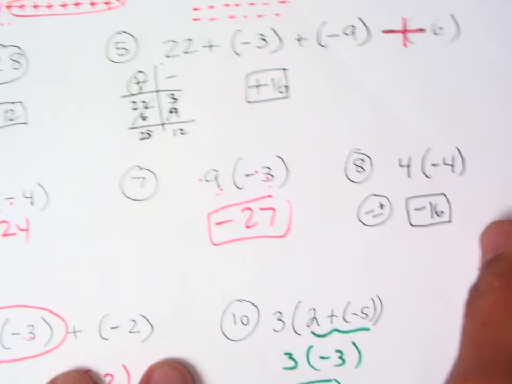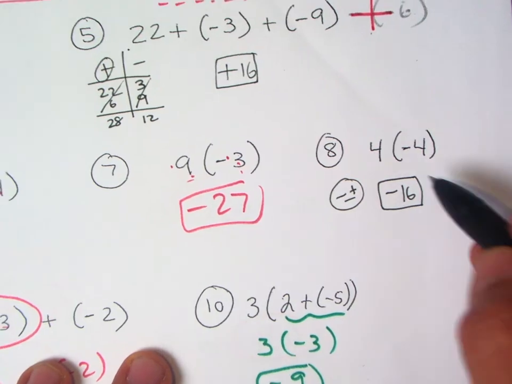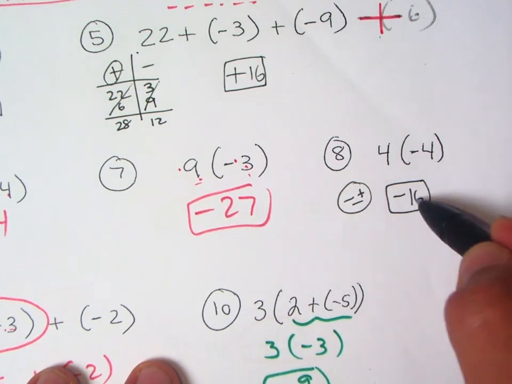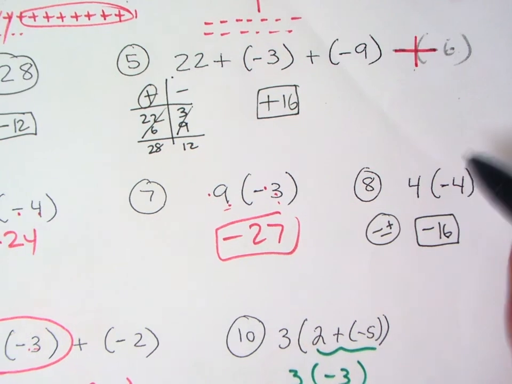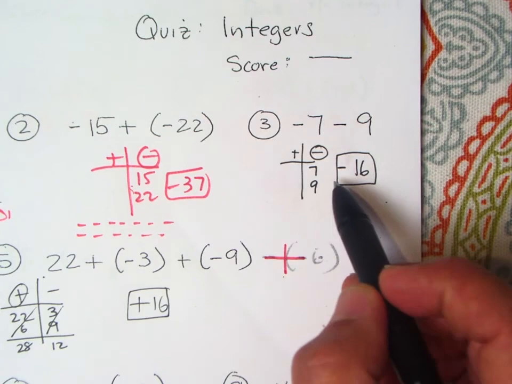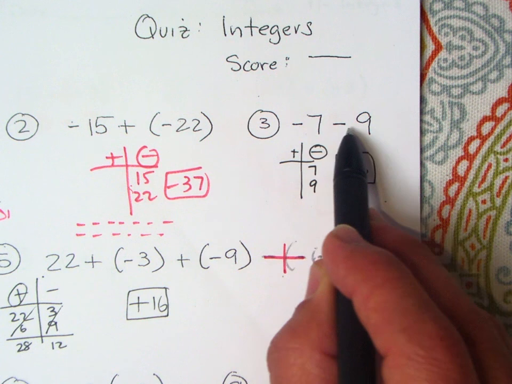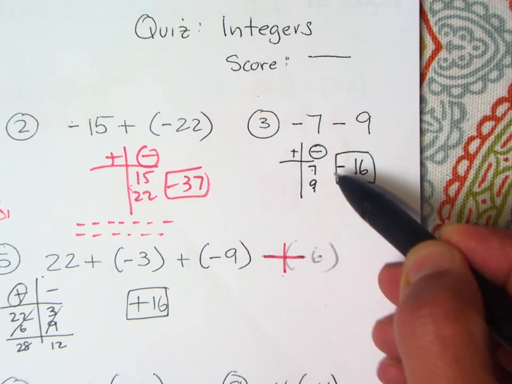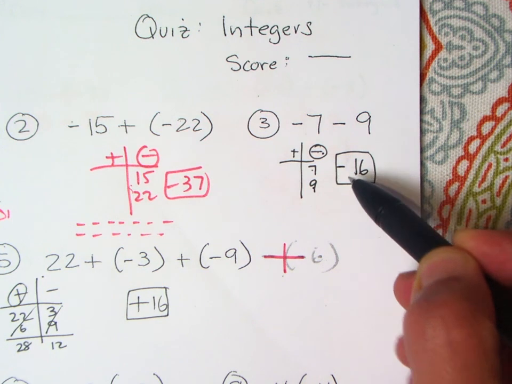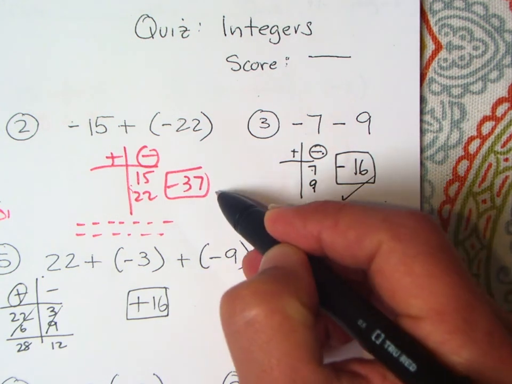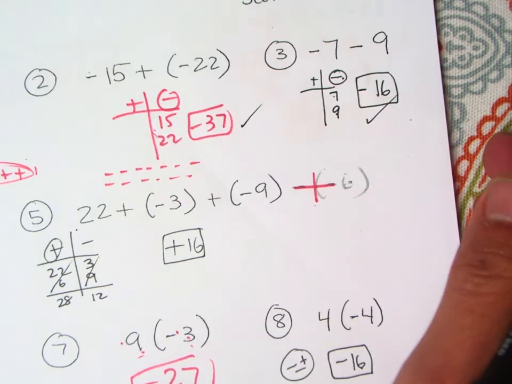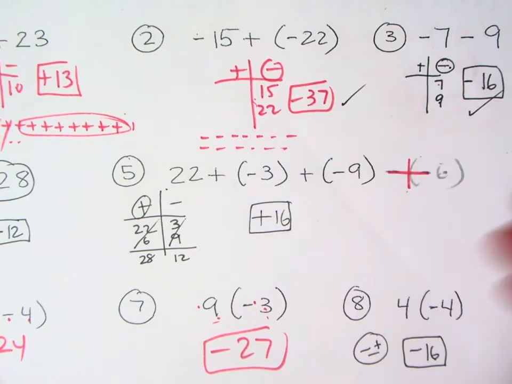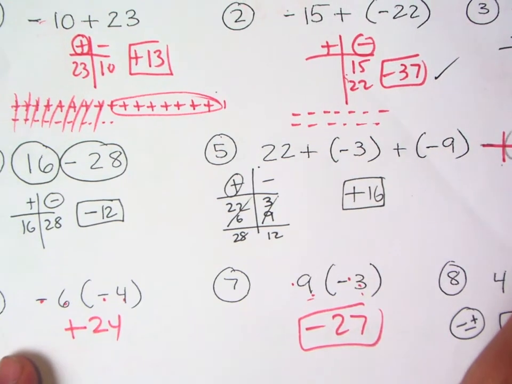Okay. The other answer that we didn't give you, or I didn't give you, was 4 times -4, which is -16. And then this one, number 3, -7 minus 9, -7, take away 9 is -16. If you got it right, put a little check. Put a check on all of them that you got correct, please. Don't forget, all you have to do is take a picture and email it to me.